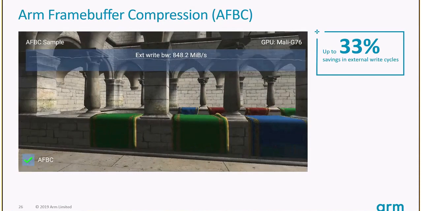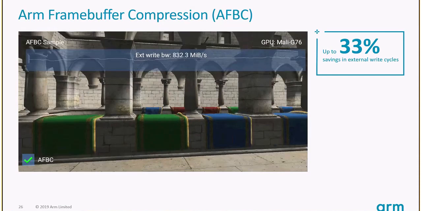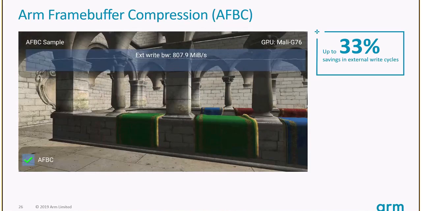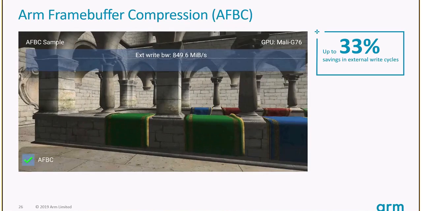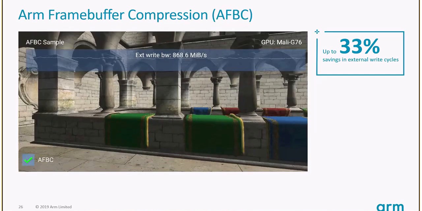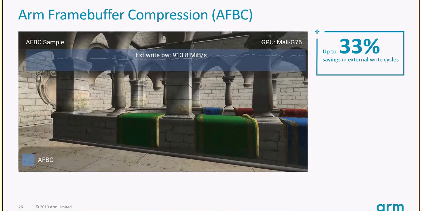And when we toggle AFBC, it's going to drop down to 800 to 900 megabytes per second, depending on the angle in which we're seeing. But in general, we see up to 35% saving in external write cycles thanks to AFBC.